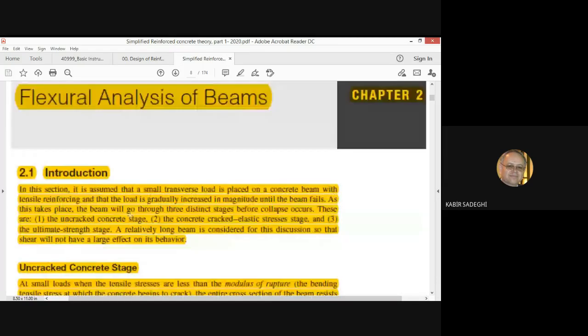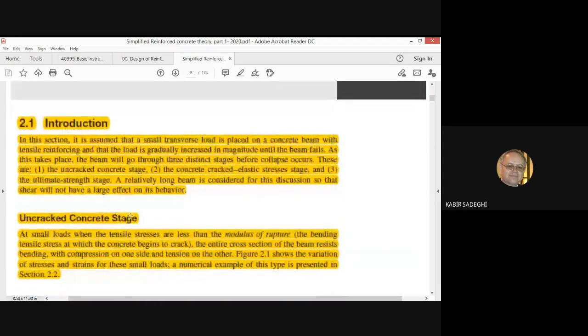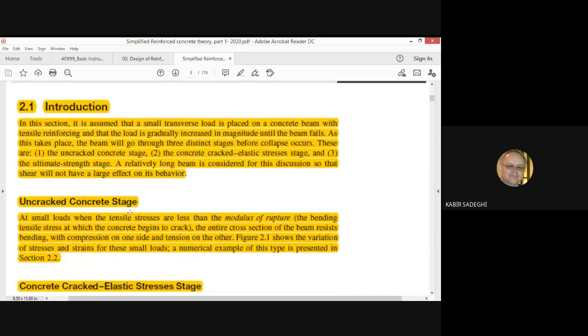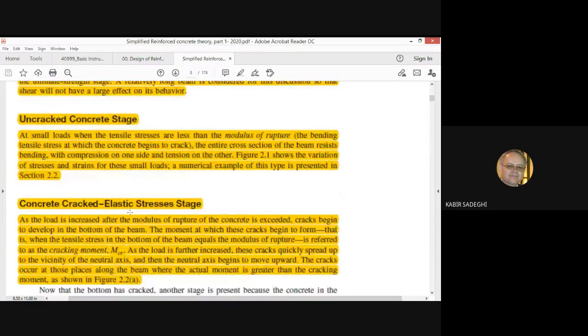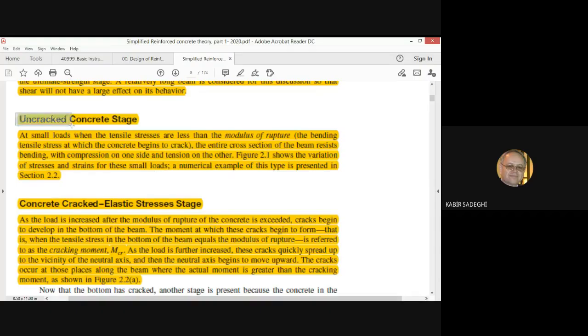But we see in this chapter, after a short introduction, the different phases of the design. First, when the loads are low, it's not too much, we have the uncracked stage.